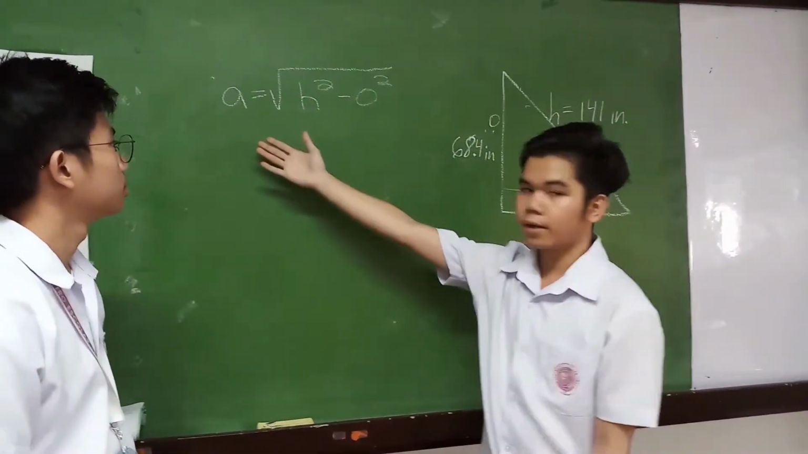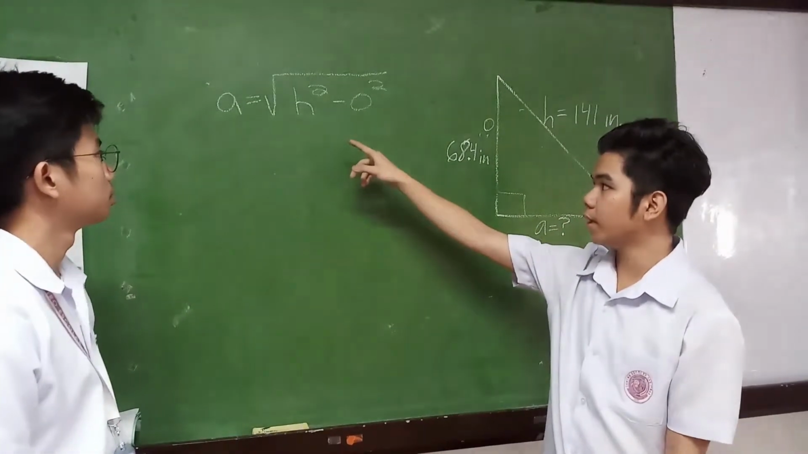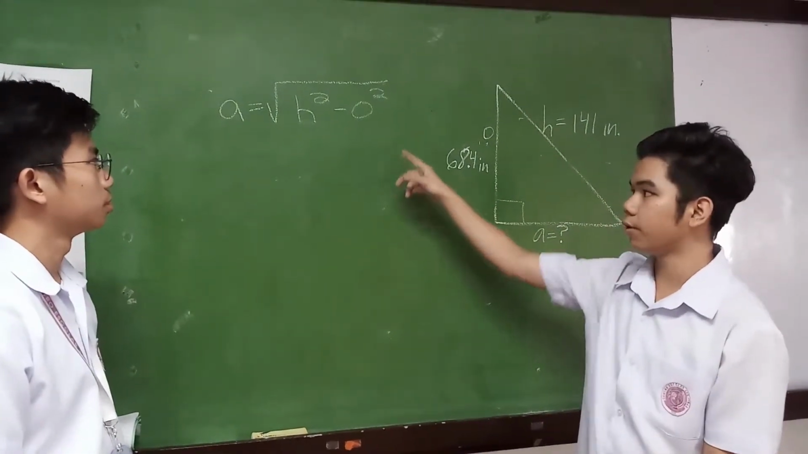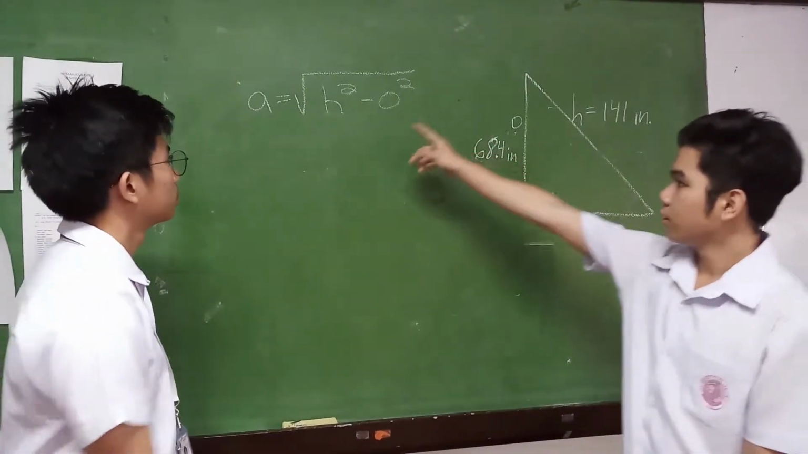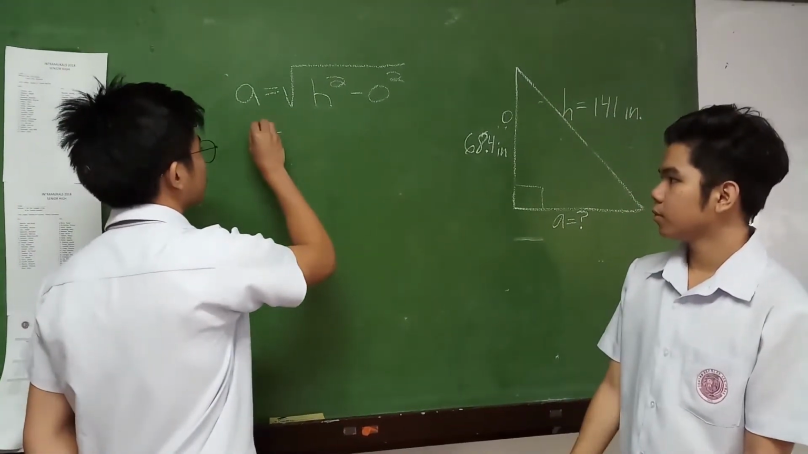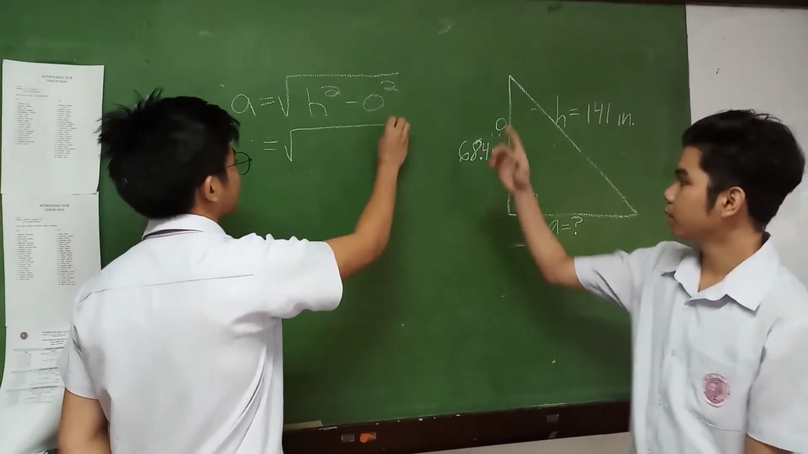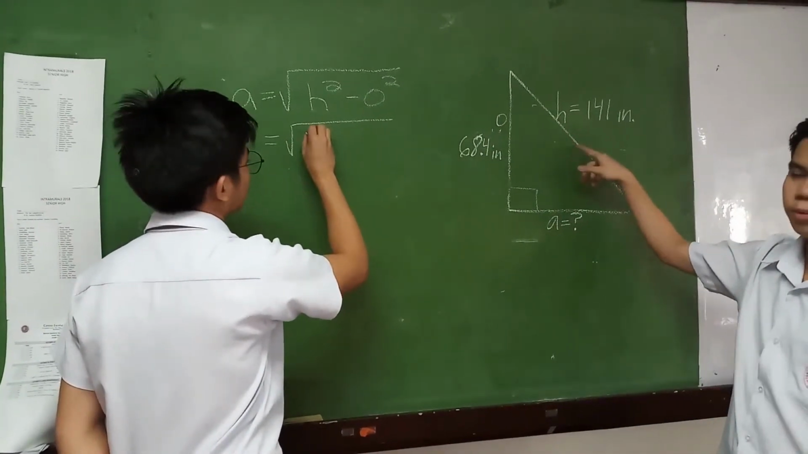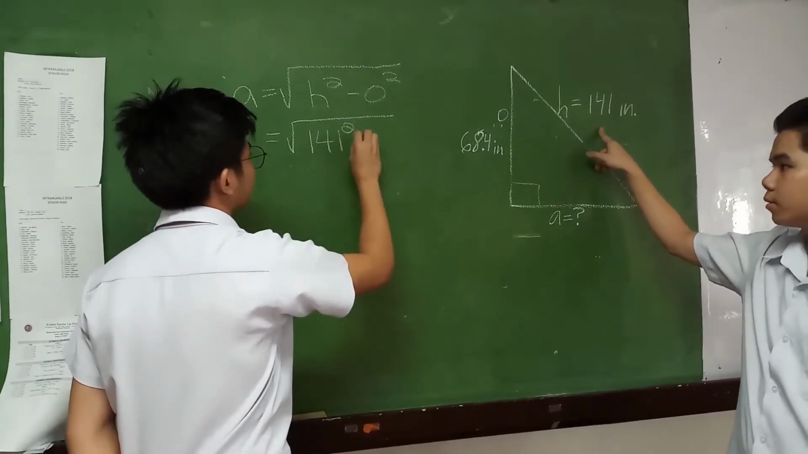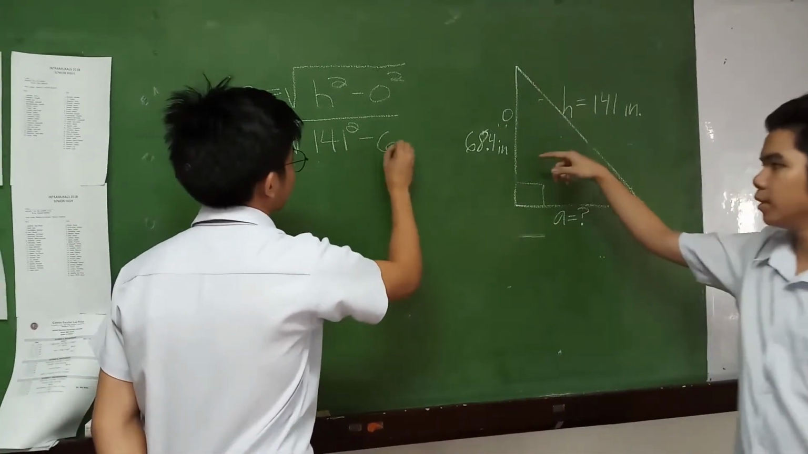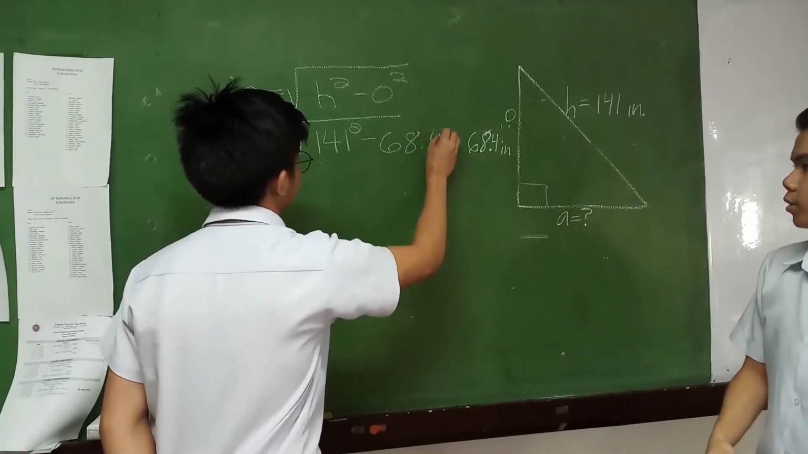This is the given formula. A equals the square root of h squared minus o squared. Now we're going to substitute the values. Equals the square root of the h, which is the ribbon, 141 squared minus the opposite, which is the pole, 68.4 squared.